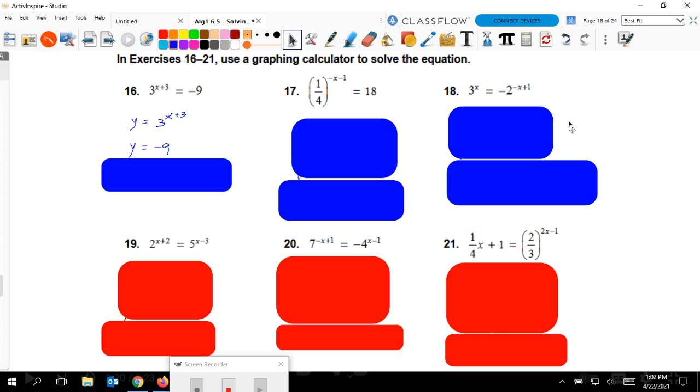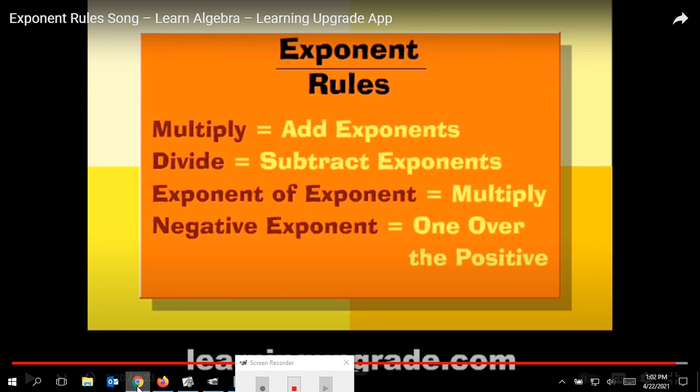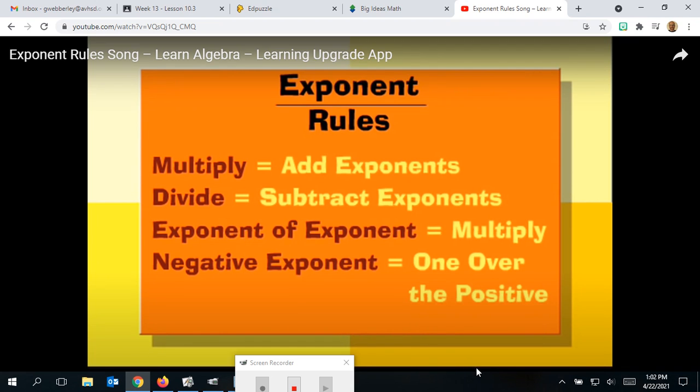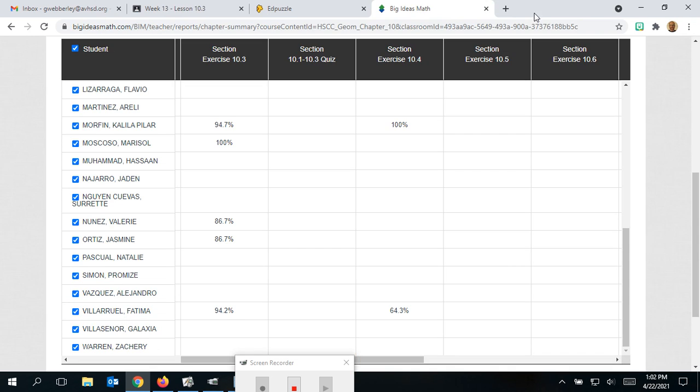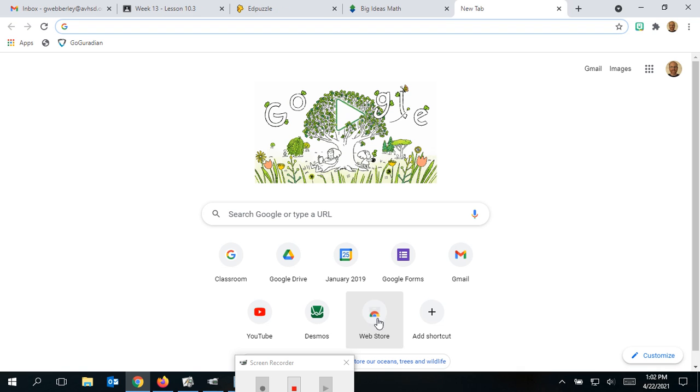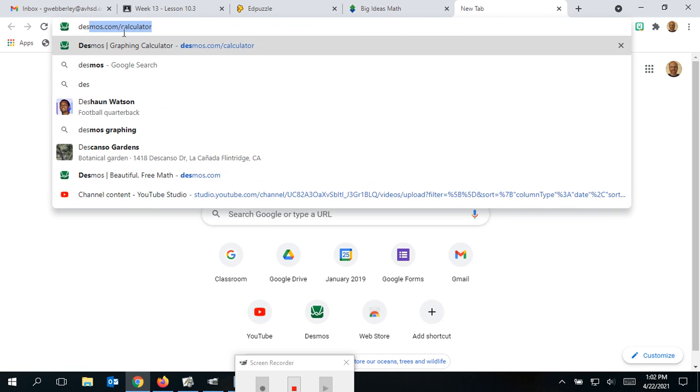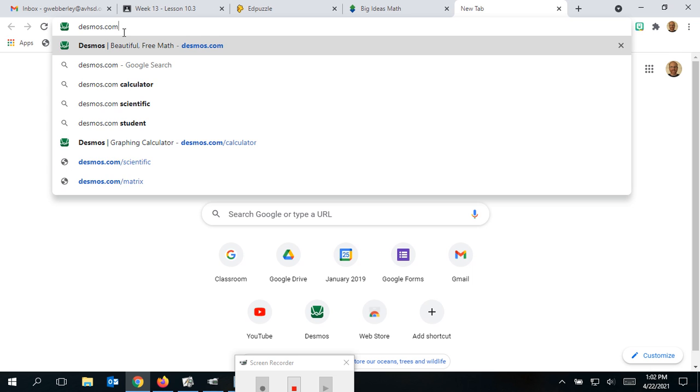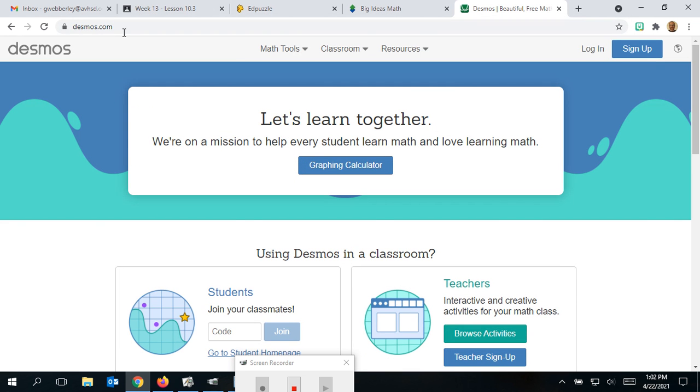Now the graphing calculator on a computer, the best graphing calculator is Desmos.com. So if you come over to Google Chrome, you can just type in up here DESMOS.com and hit enter. It takes you here, it says graphing calculator. So that's where you'd want to go for these.